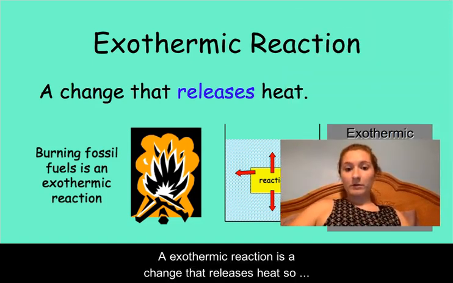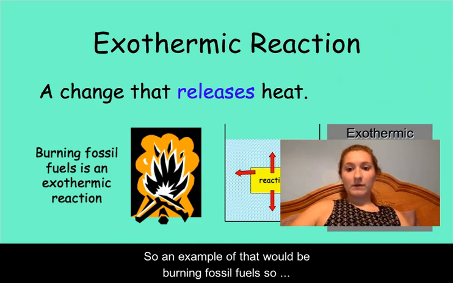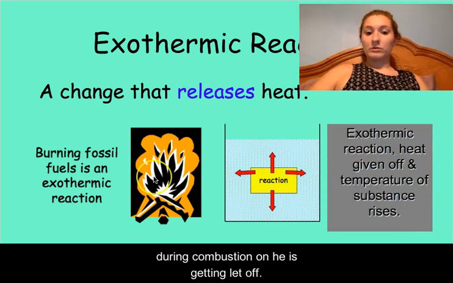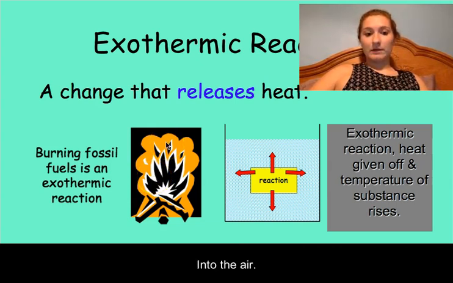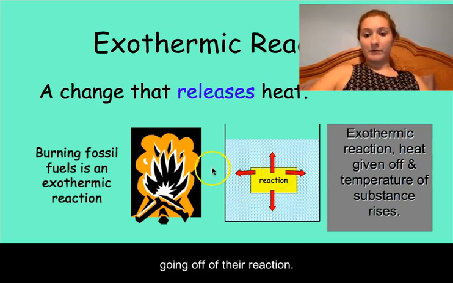An exothermic reaction is a change that releases heat, so it's exiting the reaction. An example of that would be burning fossil fuels. So during combustion, heat is getting let off into the air. And you can see in this little yellow box here that the arrows are pointing out. So it's going off of the reaction.